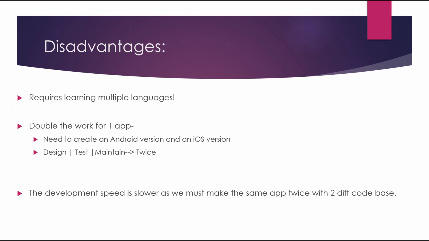Okay. But what is the disadvantage? The disadvantage is we have to learn multiple languages. Why do we have to learn multiple languages? Well, because in Android we are using Java and in iOS we are using Swift, right? So we need to know two languages over there. And then there is double the work for one app because we need to create an Android version of the application and an iOS version of the application.